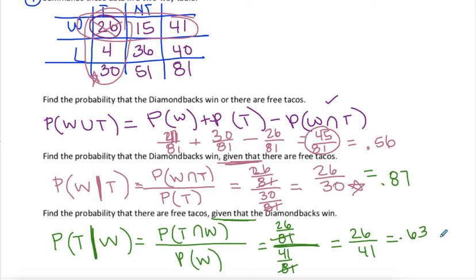Let me know if you have questions on conditional probabilities. We'll keep practicing that in our activity on the next day. And so we'll just keep moving here with using our formalized formulas, as well as seeing the overlap in our two-way table.